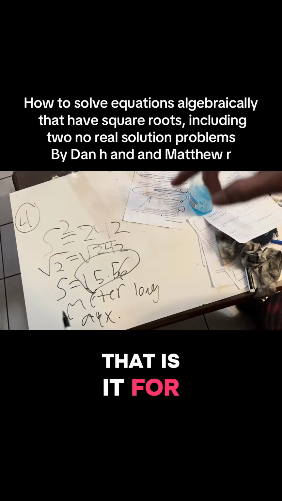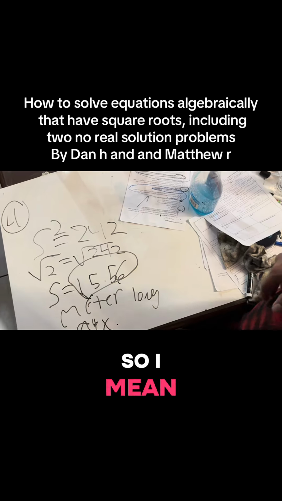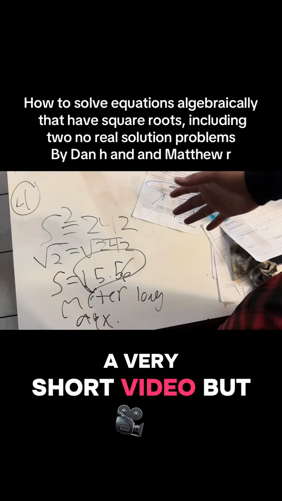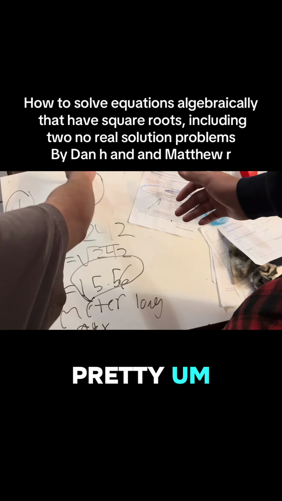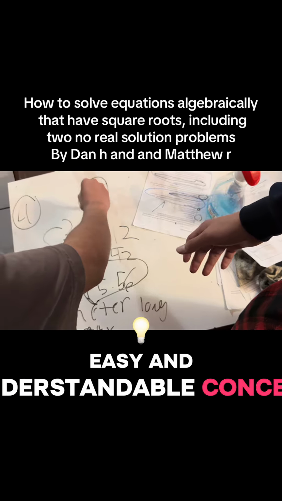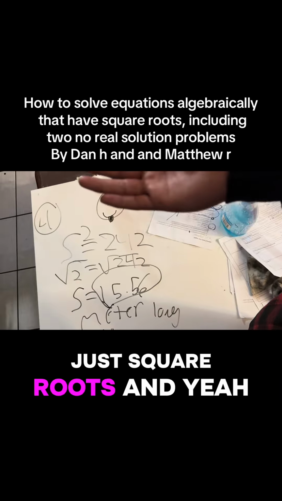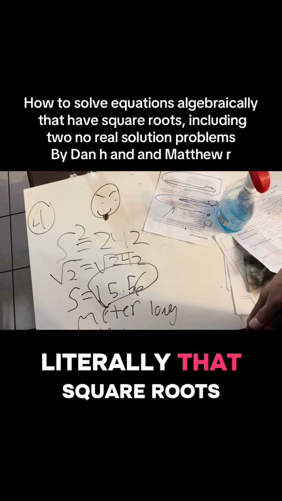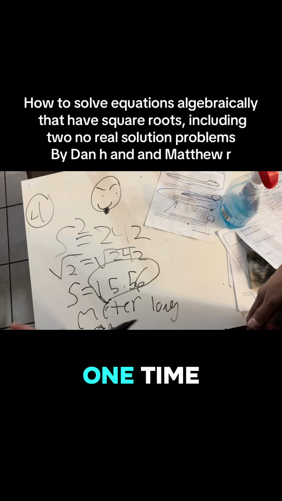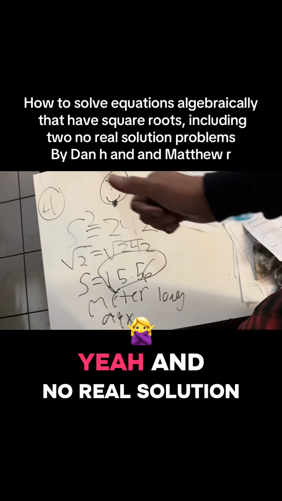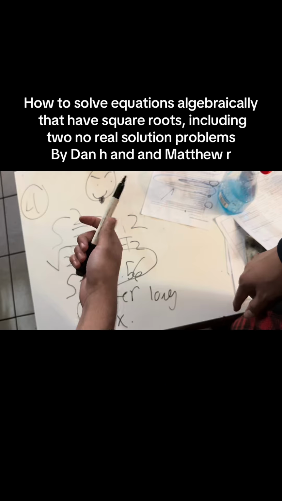That is it for Learning Target 5, solving squares using square roots. A very short video, but it's an overall pretty easy and understandable concept. Main vocabulary words in this video are just square roots and square, literally that. Square roots, that's it. We use divide one time, but that's pretty much it. And no real solution as well.